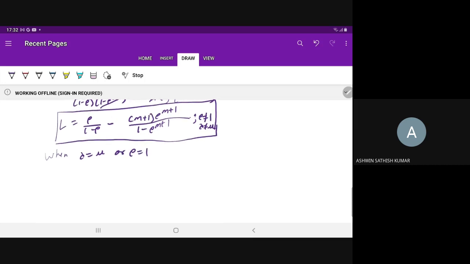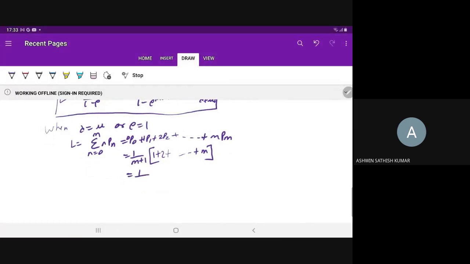At that time we know that Pn is equal to 1 upon m plus 1. What is L? L is the summation n into Pn, n is equal to 0 to m. So it is 0 P0, 1 P1, 2 P2, plus m Pm. Because P0, P1, P2, Pm are all 1 upon m plus 1, you write 1 upon m plus 1 outside, and here we have 1 plus 2 plus up to m, which is the sum of the natural numbers. So this is equal to 1 upon m plus 1 into m into m plus 1 upon 2.